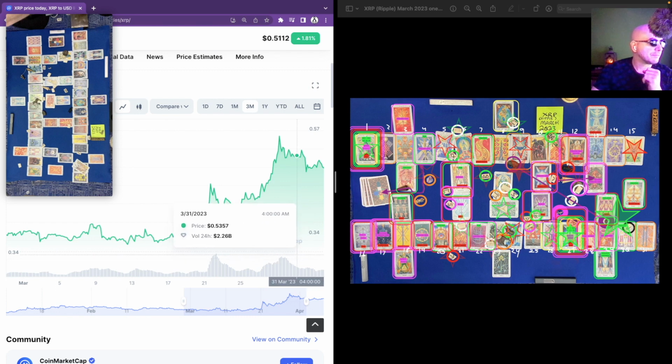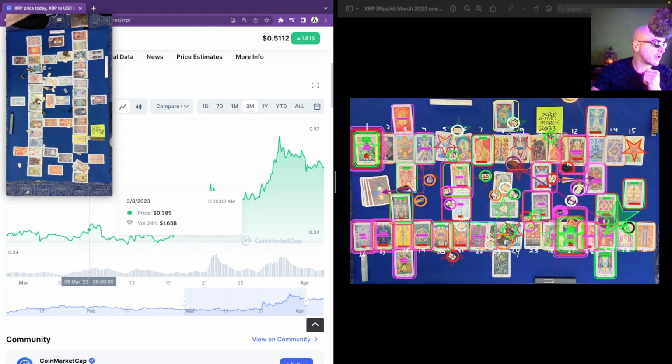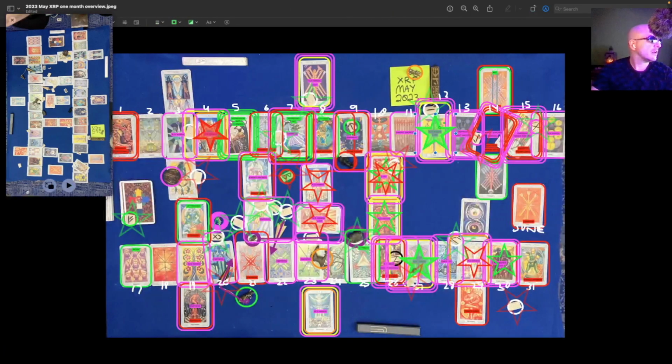But with all that said, the main trade would have been significantly profitable, which was to open a long position on the 9th and close a long position on the 29th. So open a long position when we're at 37 cents and close a long position when we're at 57 cents. That's almost a 50% profit in a 1 month's time. That's not bad for a swing trade. I'd say we did a pretty solid prediction for March. Let's get into the rest of May.